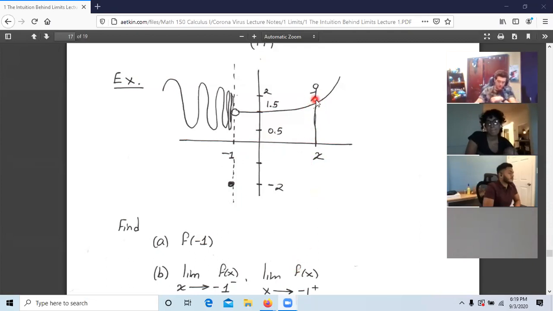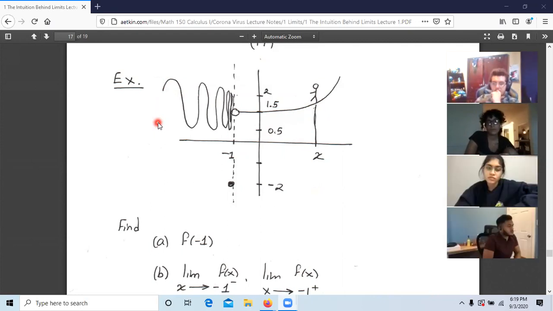So f of x is the altitude. And the altitude looks like it's going to 1.5, correct? Now, it's a little difficult to depict it by a graph. What do you think happens if I move from the left, -1?